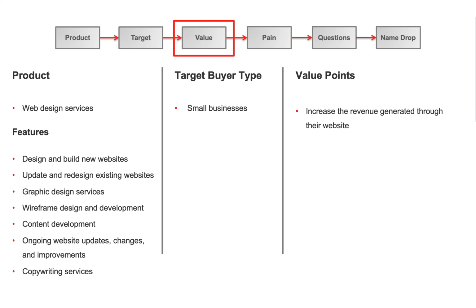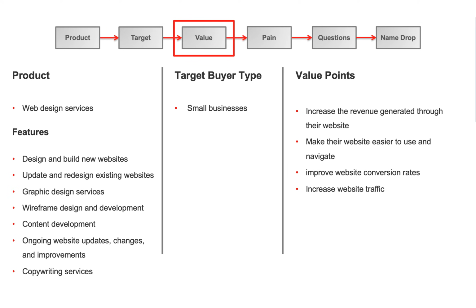For this demo, we increase revenue that's going to be generated through their website. That's a business improvement. Make their website easier to use and navigate for their visitors. That's a technical improvement. Improve website conversions, business. Improve website traffic, might be technical. Improve how they're able to tell their story through their website. Create more leads through their website. So you don't need to remember all those. I'm just demonstrating what value looks like.